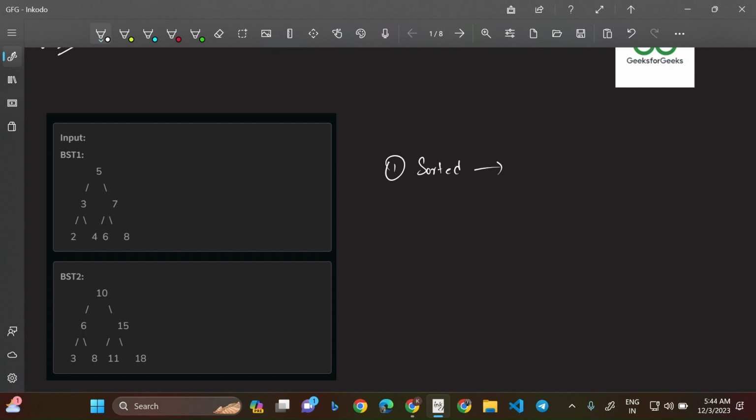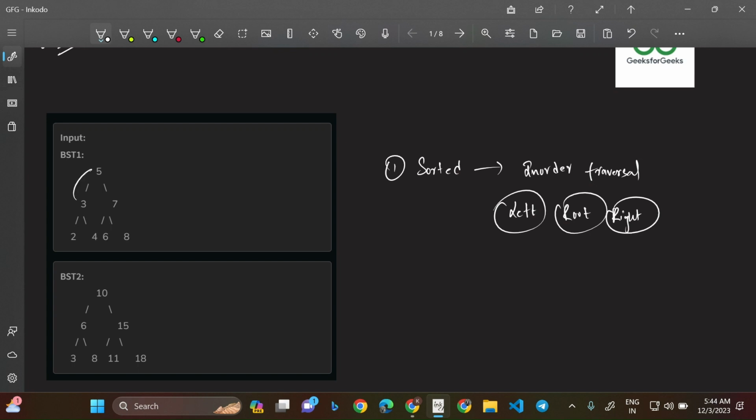If you write the in-order traversal, what is in-order traversal? In-order traversal means figure out the left, come to the root, and then figure out the right. So this is the in-order traversal. What's the in-order traversal of BST1? You go to the left, first write 2, then come to 3, write 3, and then come to the right, 4.